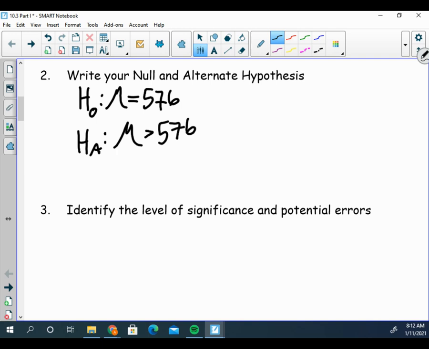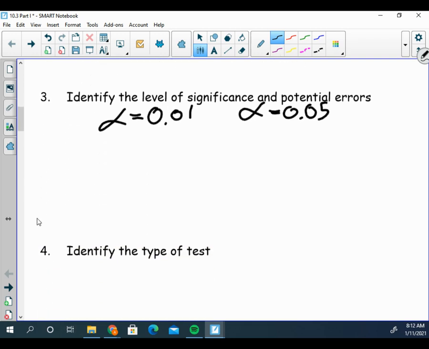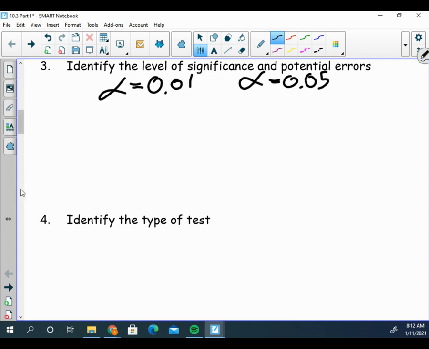Level of significance. At this point, we're going to run two levels of significance here. They want us to test both. We'll skip the potential errors for now. I think we've spent plenty of time talking about those. Again, type 1 error: reject the null when we shouldn't. Type 2: fail to reject when we should have rejected the null. And if you're someone who is struggling with explaining your errors, I will happily help you with that. But since we covered it a lot in 10.2, we'll skip that part for now.